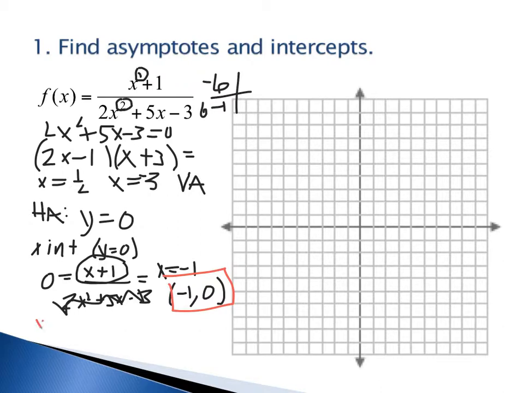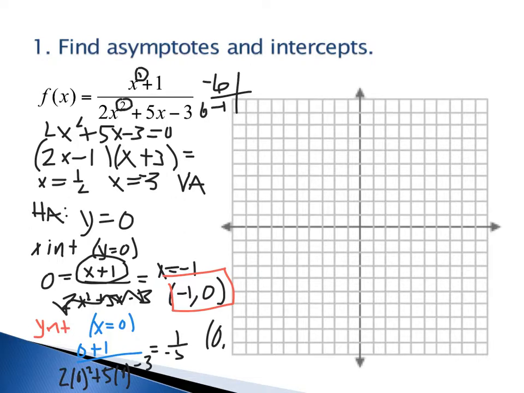Now to find the y-intercept, what we do is we set x equal to 0. So for this one, we have 0 plus 1 over 2 times 0 squared plus 5 times 0 minus 3. So if we simplify that, it's just going to be 1 over -3. So our y-intercept is (0, -1/3). Okay. It doesn't want us to graph it, it just says find them, so we're done. Let's go to the next one.